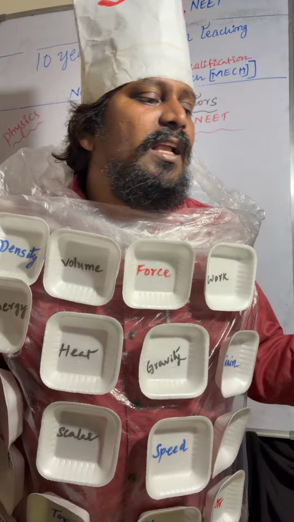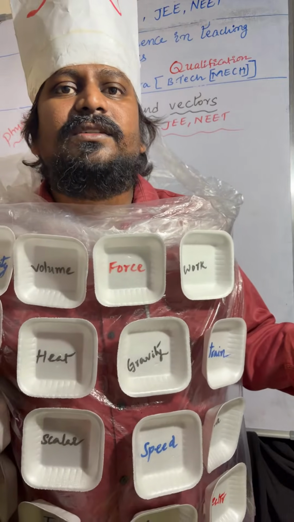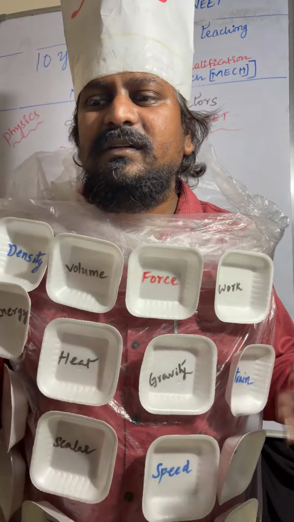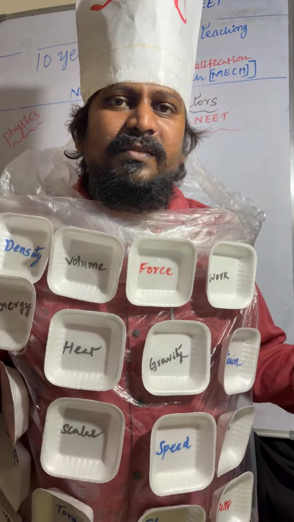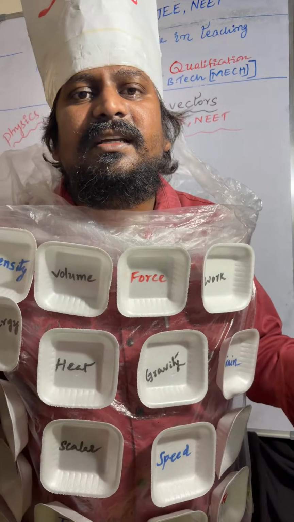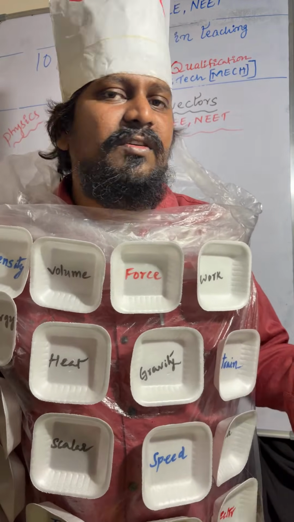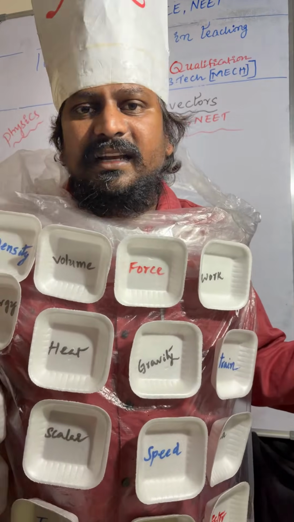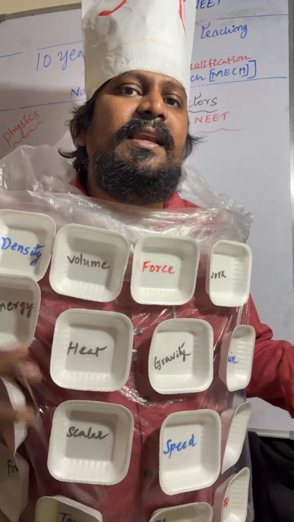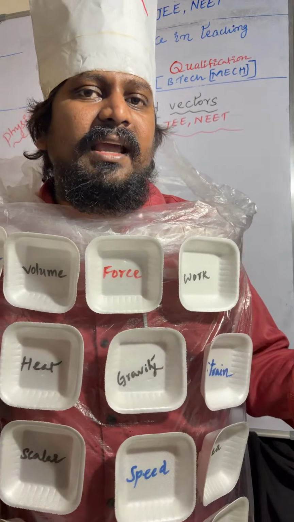There are different types of physical quantities: fundamental physical quantity, supplementary physical quantity, and derived physical quantity. Fundamental quantities are the basic quantities: length, mass, time, thermodynamic temperature, amount of substance, luminous intensity. There are 7 fundamental physical quantities, with their units. The next one is supplementary physical quantities, like plane angle and solid angle.